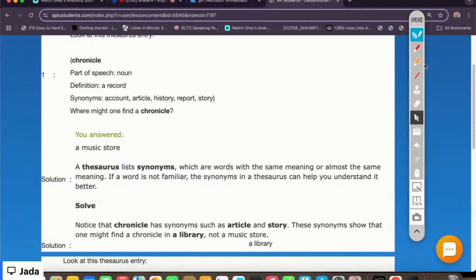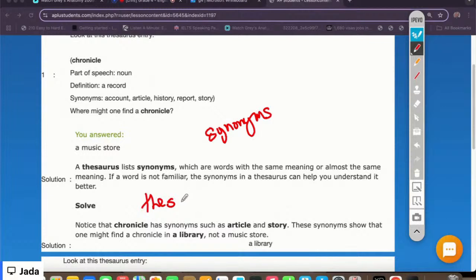Okay, so a thesaurus lists synonyms. They always list synonyms, which are words with the same meaning or almost the same meaning. If a word is not familiar, the synonyms in a thesaurus can help you understand it better. So thesauruses are always very important because they help you understand the meaning of a word better. You have to take note of that: synonyms are words that are the same or almost the same in meaning.